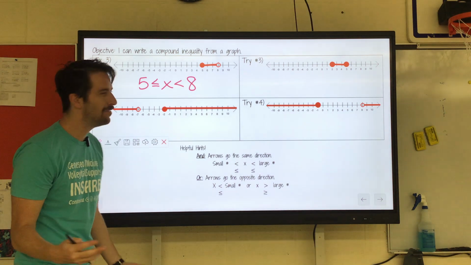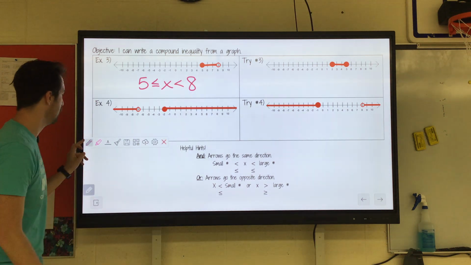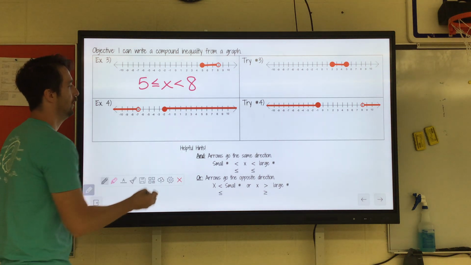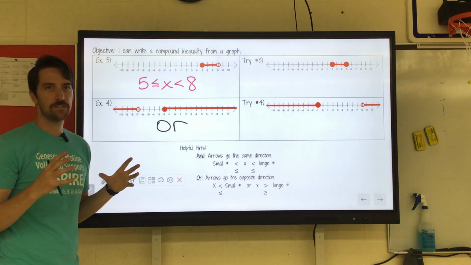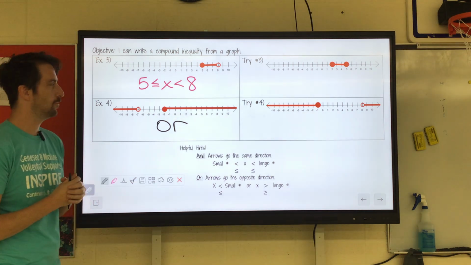That's not too bad, right? If you look at example 4, it's heading in opposite directions. So this is an or problem. We're not putting it as one single inequality. We're going to write two separate inequalities.